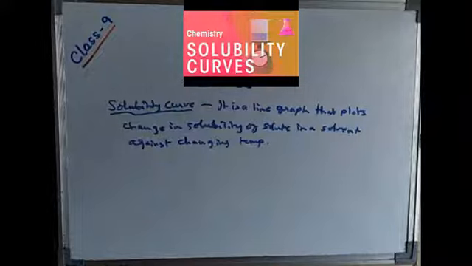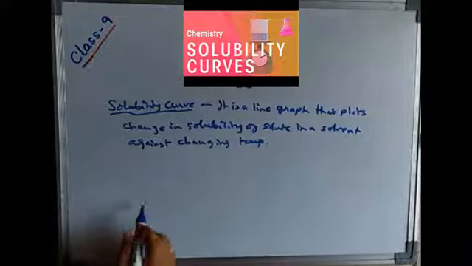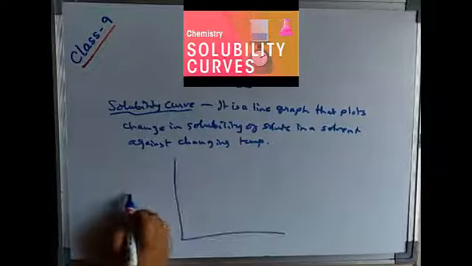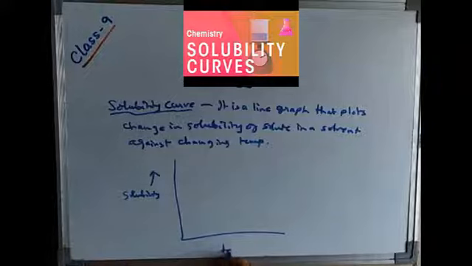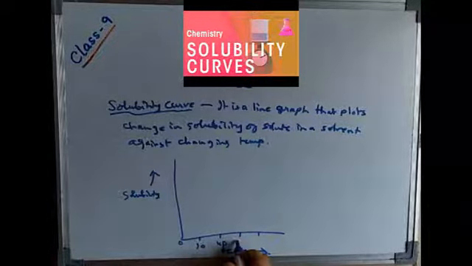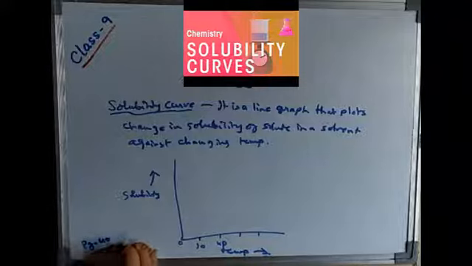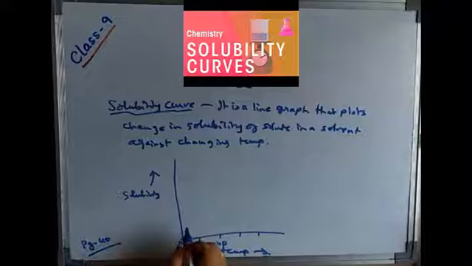Now, solubility curve. A solubility curve is a line graph that plots and shows us the change in solubility of different solutes in a solvent against changing temperature. Means we will plot a graph of solubility against temperature. So here it will be solubility, here will be temperature. You mark it 20, 40, 60, 80, like this. In your book also, on page 40, you will see it. So try to remember a few of the solids which dissolve at different rates.